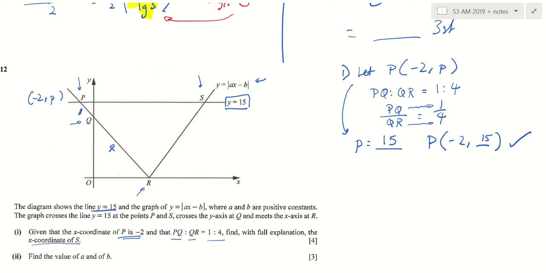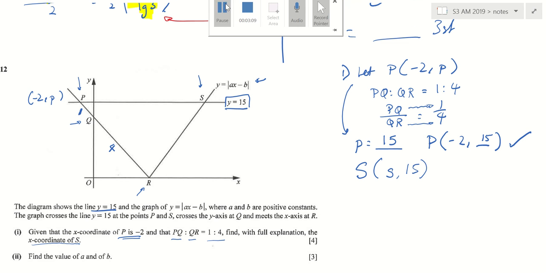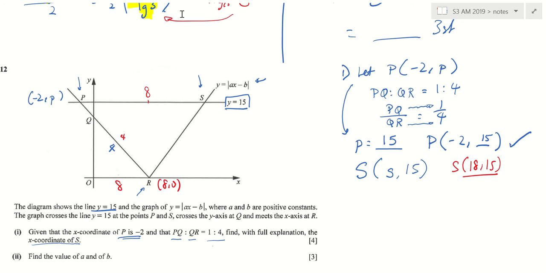You want to find the S, right? So do you know that S itself is, let's call it (s, 15), right? But I don't know what s is, right? So let's pause the video. Okay, let me try. Now, take note. This part, (s, 15), you understand? You also understand that reflection means it's symmetrical. So for example, how many units to the left will be equal to how many units to the right? Make sense?